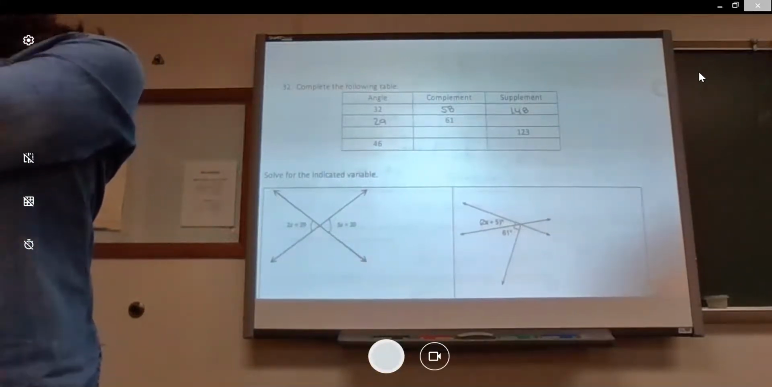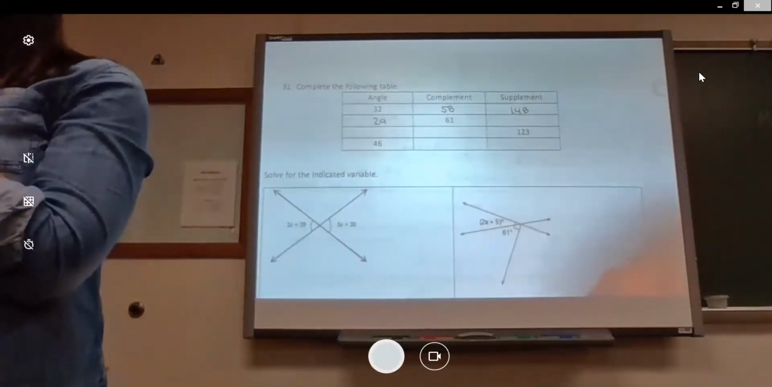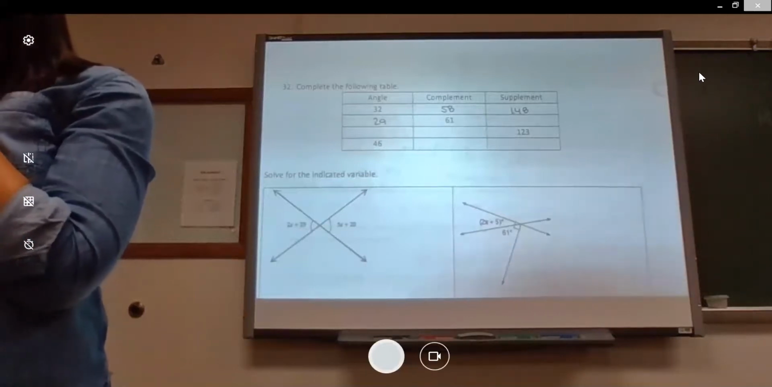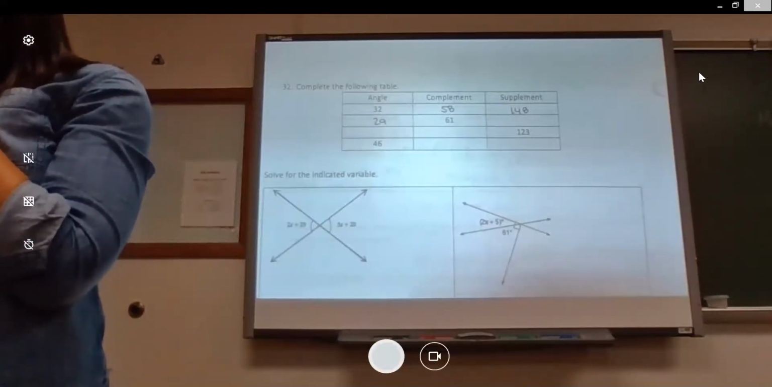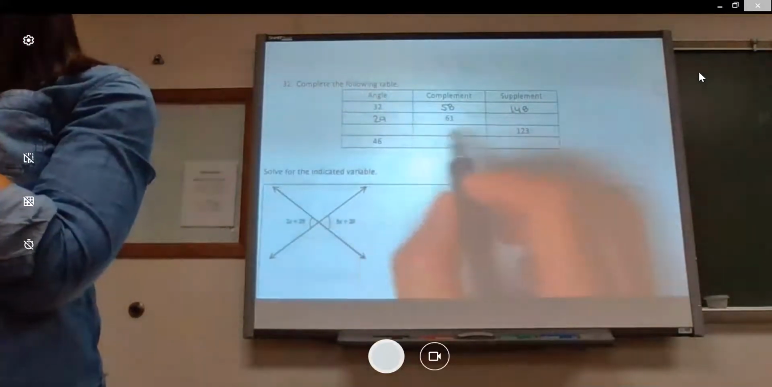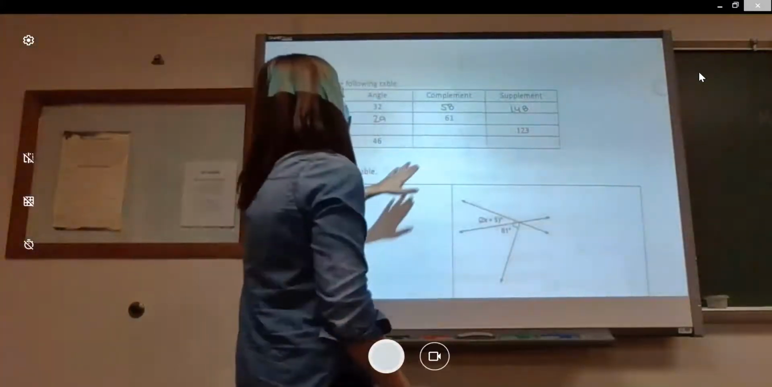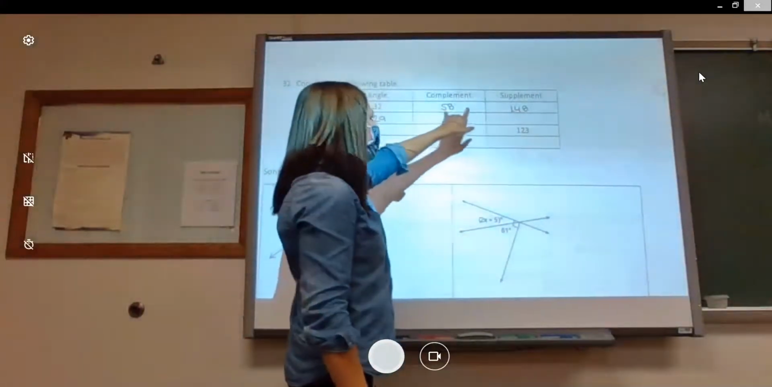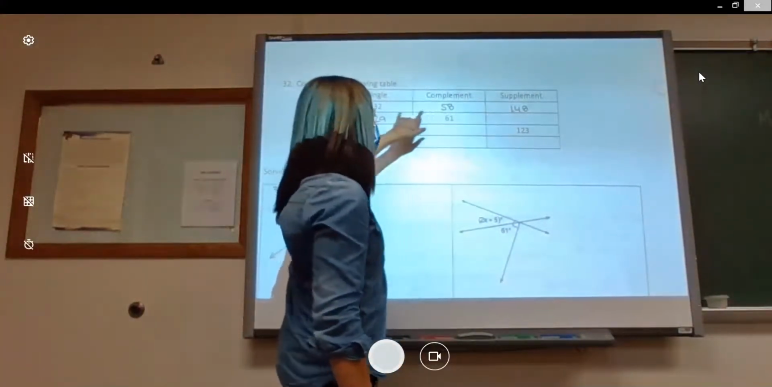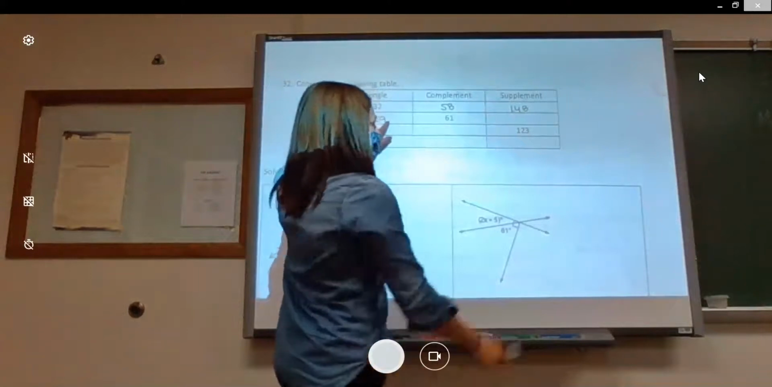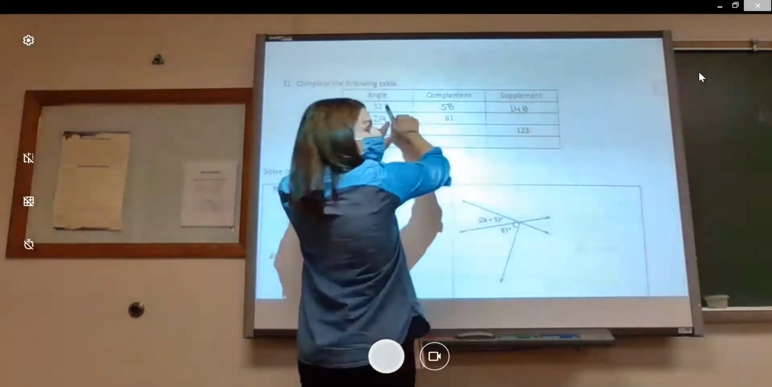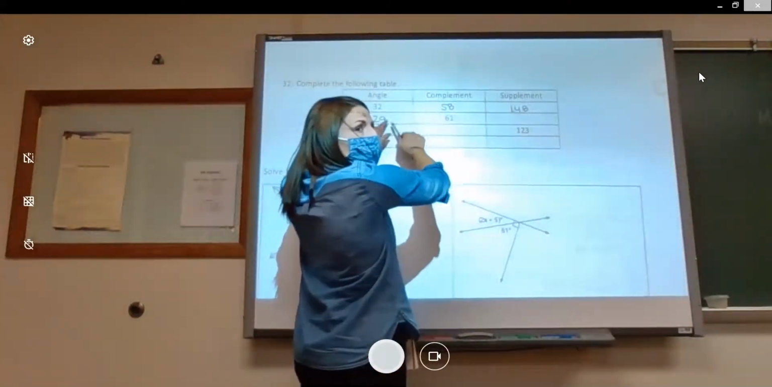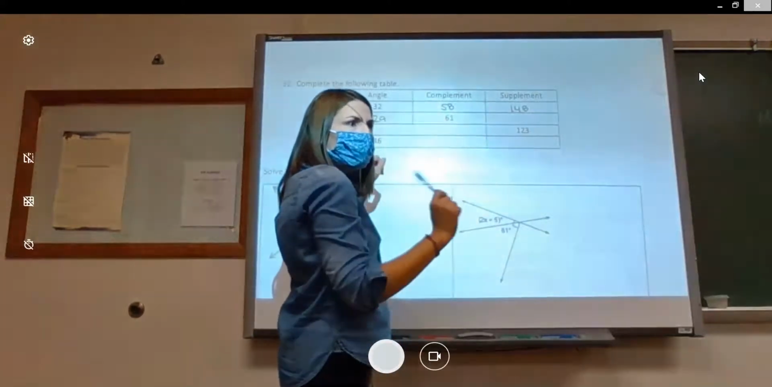What did you say? 119. Are you doing it with this? Okay, so now I know what you're doing. What I'm saying is don't use this to find your supplement. So you know the complement, you need to find your angle. This is saying what's the supplement of your angle? 151. Yeah, you see how that can be tricky?